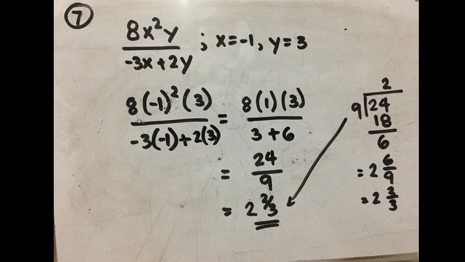So if we divide it, 24 divided by 9 equals 2. 2 times 9 is 18. 24 minus 18 equals 6. So this becomes 2 and 6 over 9. If we simplify that further, that becomes 2 and 2/3, because 6 divided by 3 is 2 and 9 divided by 3 is 3, where 3 is their greatest common factor.